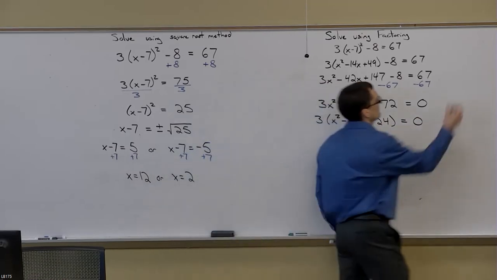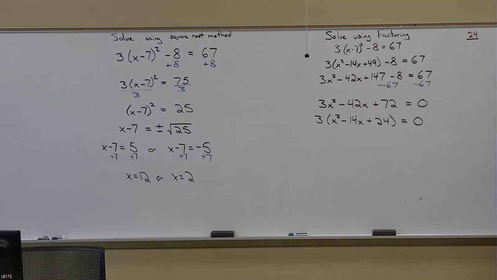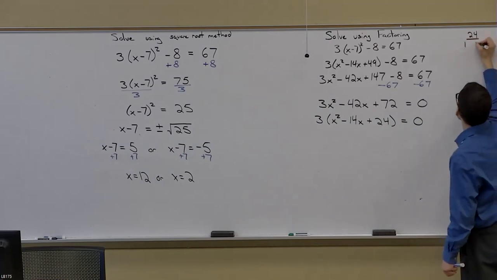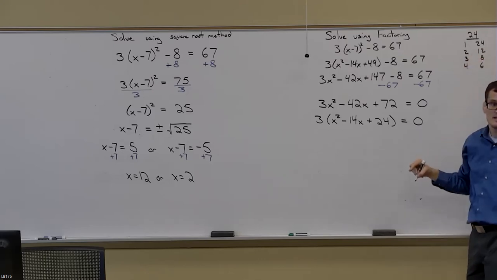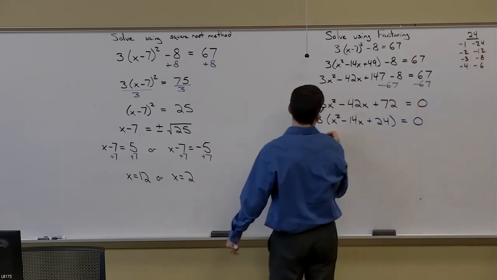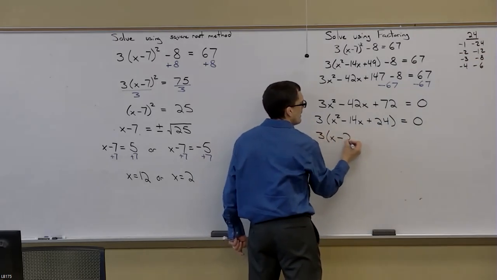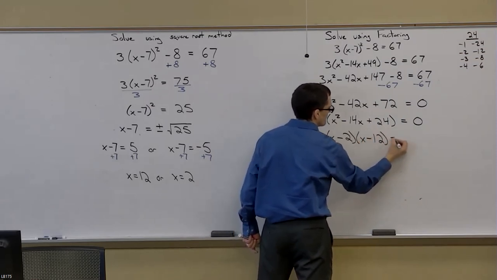I can say, what factors of 24 add up to negative 14? Anybody know those factors? Factors of 24: two times 12, 3 times 8, 4 times 6, and then the negatives of those, right? Since the middle term is negative, I'm just going to put the negatives up there. And then negative 2 and negative 12 are the things that work. So we got the 3, and then this other piece factors into x minus 2 times x minus 12 equals 0.